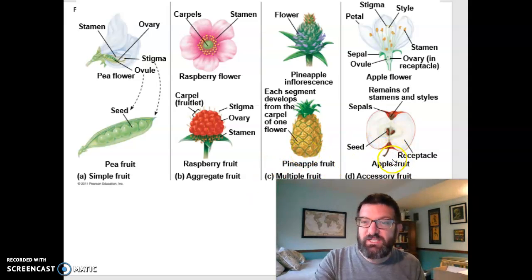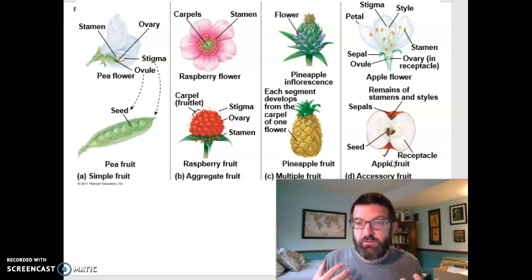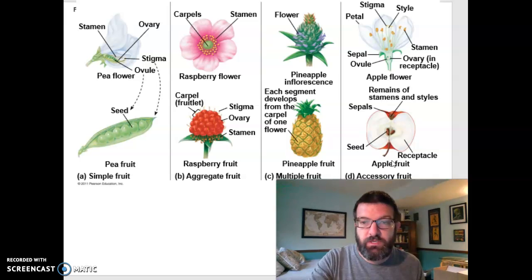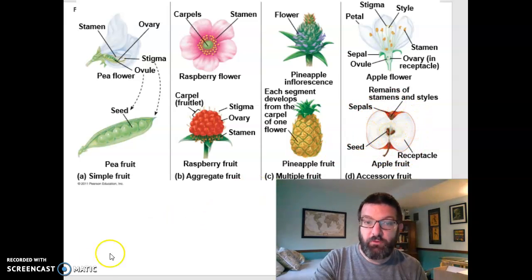Apples are actually an accessory fruit, which means that it's not just the ovary that develops into the fruit tissue. So the ovary develops into what we consider the core of the apple, but the rest of this fleshy stuff develops from other parts of the plant.